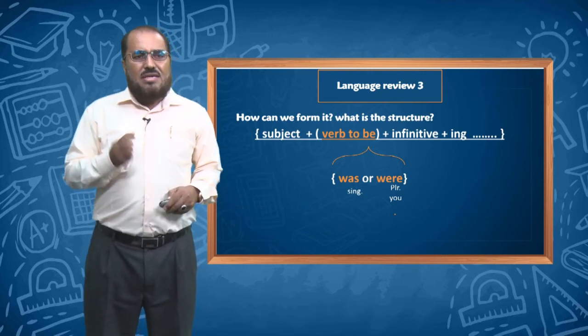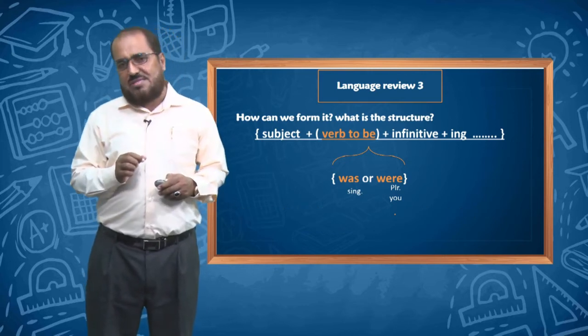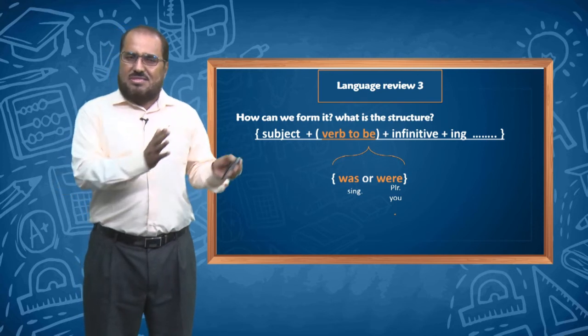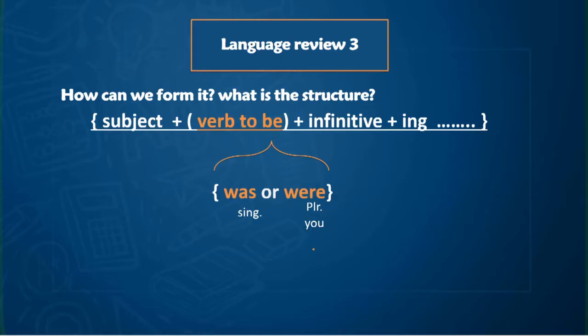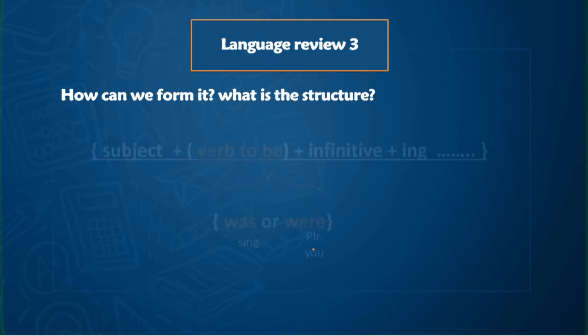Here, what's the structure of the past continuous? The structure starts with the subject, you see. You can see it now on the board. Then the verb to be, and it is past, so it should be was or were. Then the infinitive, the first form of the verb, with ing. Was can be used when we talk about a singular subject. Were can be used when we talk about a plural subject, or when we use the pronoun you, even with a singular. Okay. Now this is the example here.